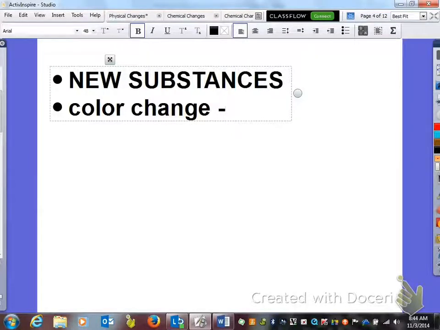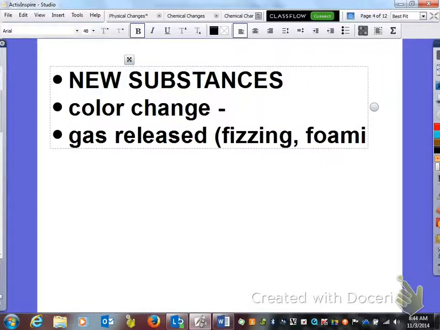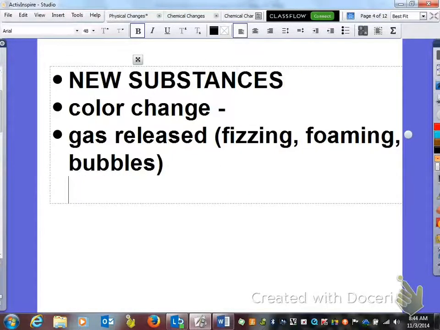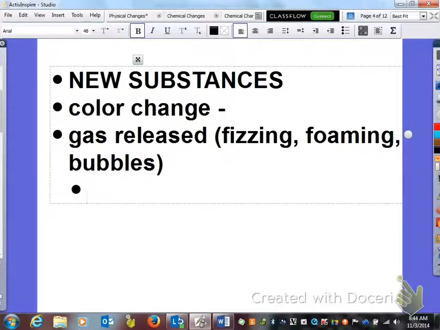Alright, that's an example. We left some metal out in the weather. That's what happens. Another one is we can have gas that's released. This may be through fizzing, foaming, bubbles. If you see those, more than likely you're seeing some type of chemical change, because a gas is being released.